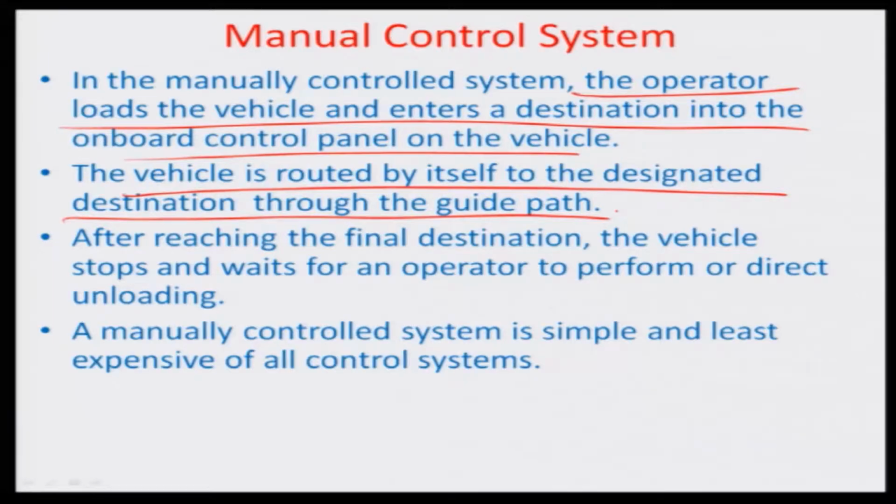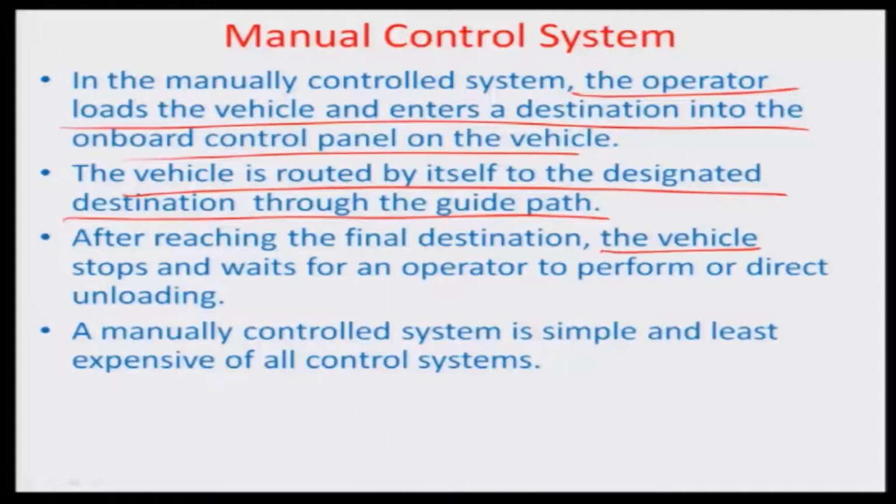So it also has to look into the other vehicles and the other traffic which is around for planning its own motion, try to take the shortest path that way. So there is some kind of an algorithmic planning which is involved to do the correct guidance using as few obstacles as possible on its path with the shortest route. But then again, this is completely manually controlled, because the loading unloading has to be done at the operator end. So after reaching the final destination, the vehicle stops and waits for the operator to perform a direct unloading.